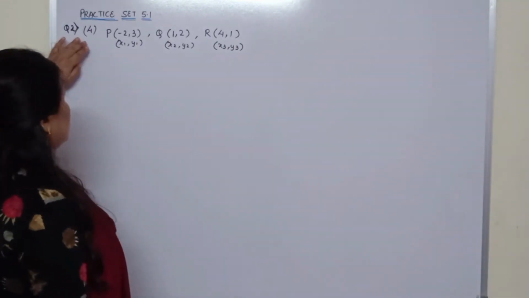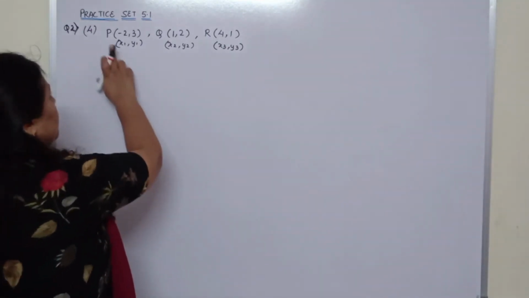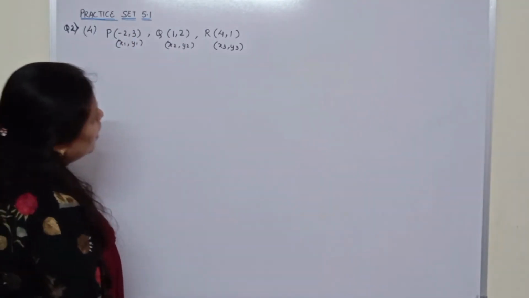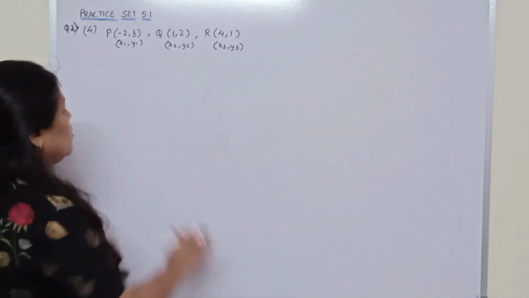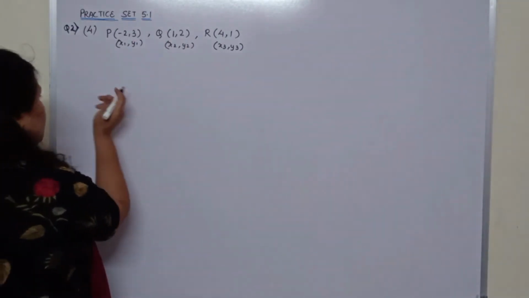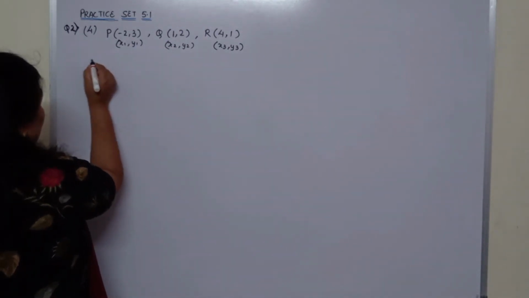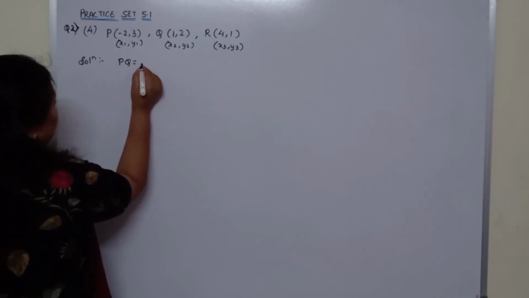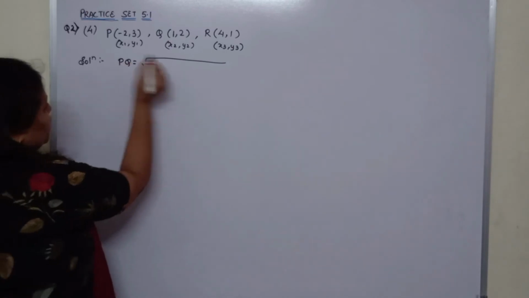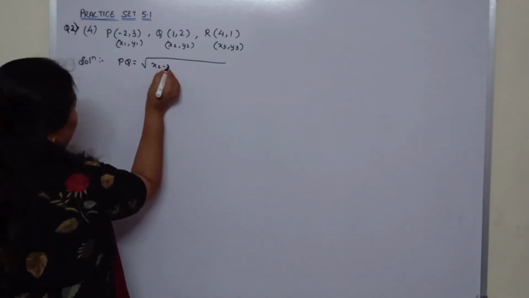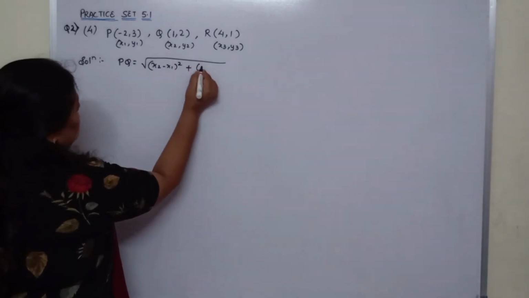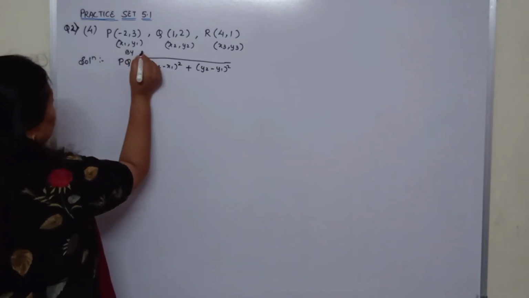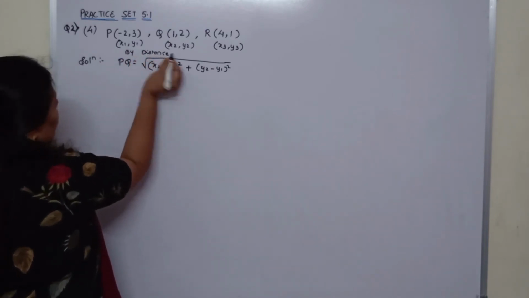Now, see the fourth sum of question number 2. Here, P coordinates are given as minus 2, 3, Q coordinates are 1 and 2, and R coordinates are 4 and 1. So, we'll find the distance of all the 3 coordinates. Directly we'll start with the solution here. PQ equals, by distance formula, under root x2 minus x1 the whole square plus y2 minus y1 the whole square. I have not written by distance formula, you can write it and put it here.